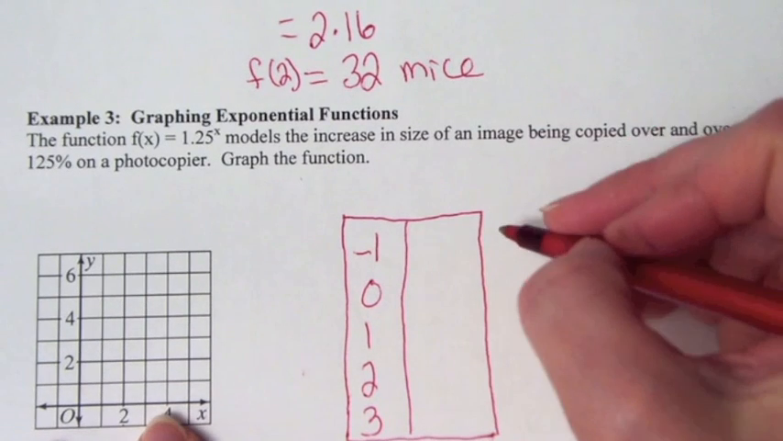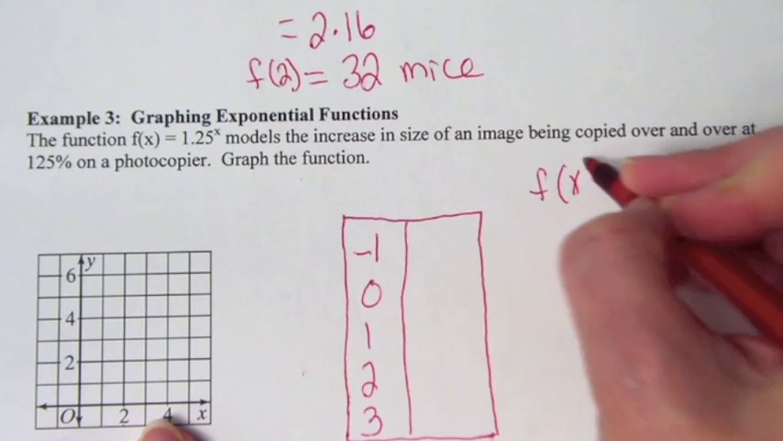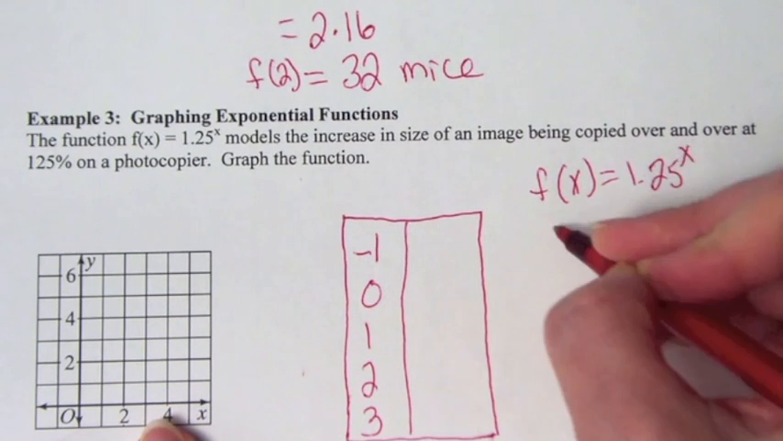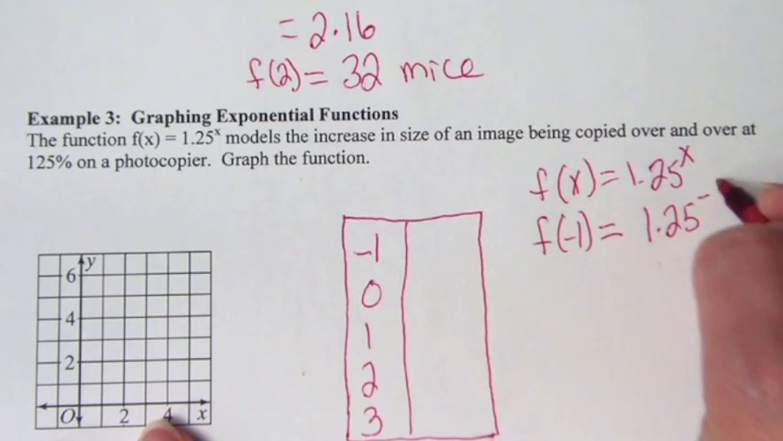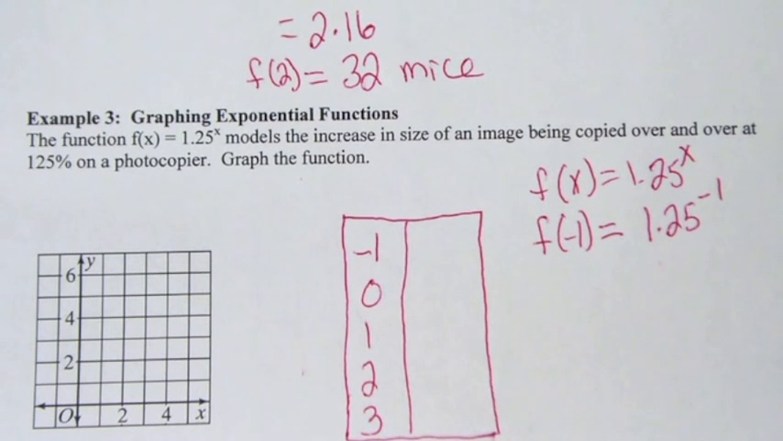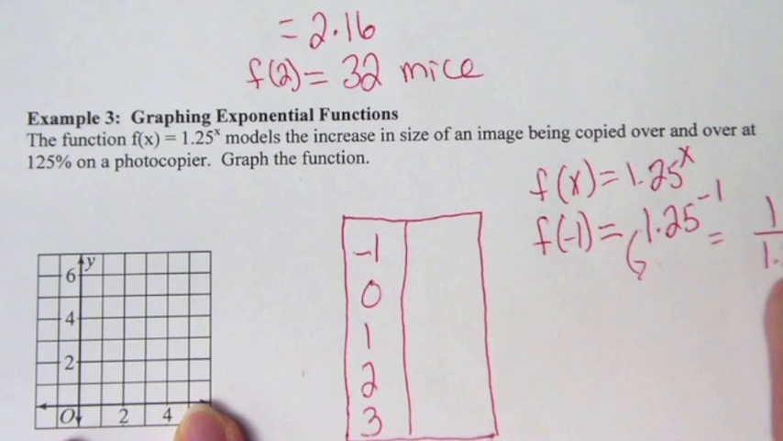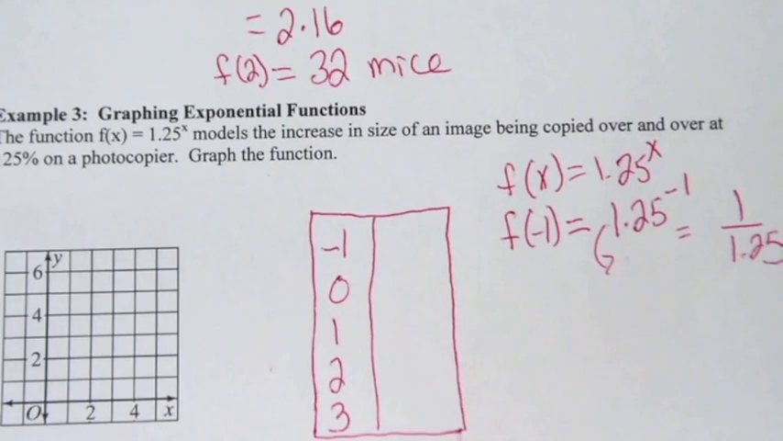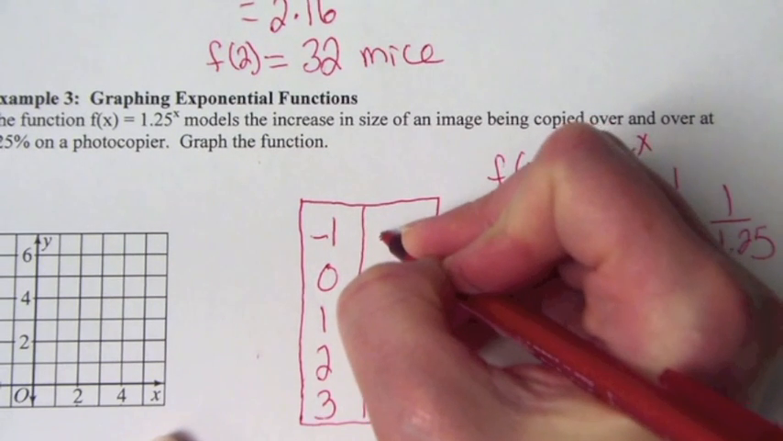So we're going to plug -1 into f of x equals 1.25 to the x power. So f of -1 equals 1.25 to the -1 power. What do we do with negative exponents? How do we change that negative exponent? Reciprocal, yeah, we take this and move it to the bottom. So this becomes 1 over 1.25. What's 1 divided by 1.25? 0.8.